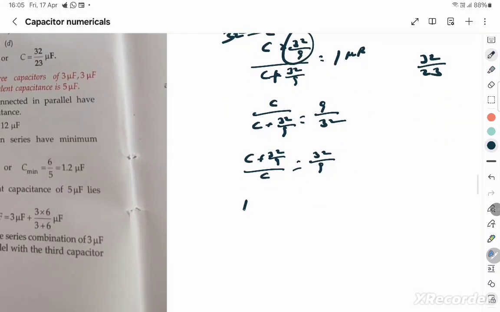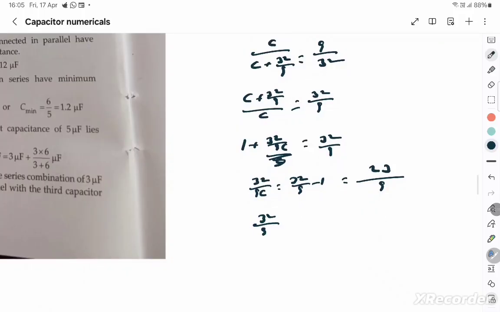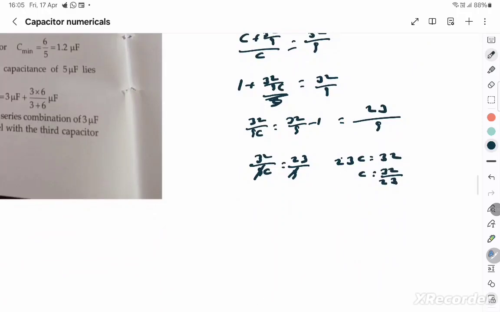So now I can split this as 1 plus 32 by 9 by C, or 9C is equal to 32 by 9. 32 by 9C is equal to 32 by 9 minus 1, and 9 is the LCM. 32 minus 9 is nothing but 23. And so 32 by 9C is equal to 23 by 9. 9 and 9 get cancelled. 23C is equal to 32. C is equal to 32 by 23. And I got the answer, and that is microfarad, and such a beautiful sum.